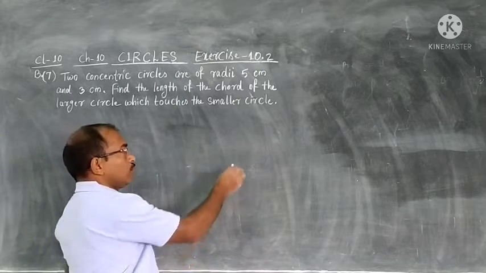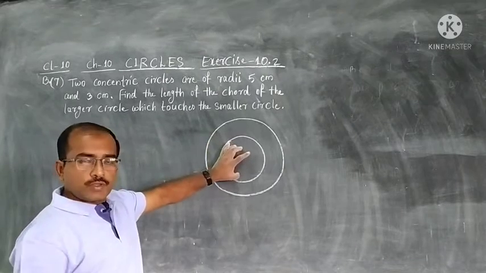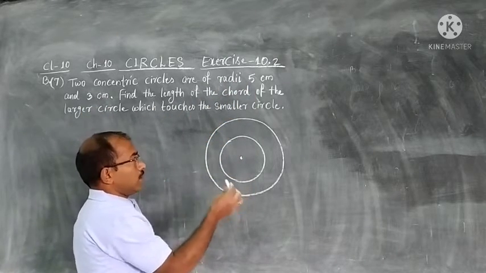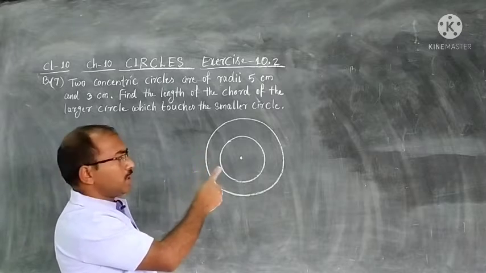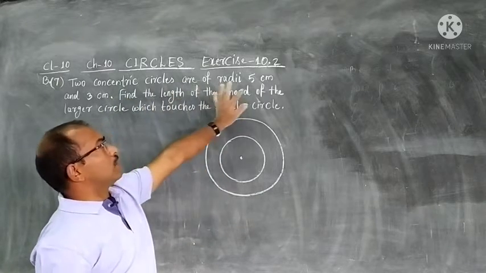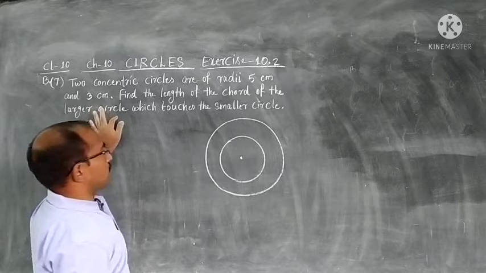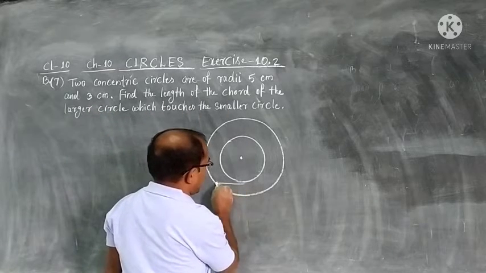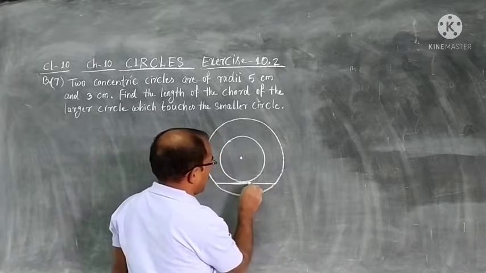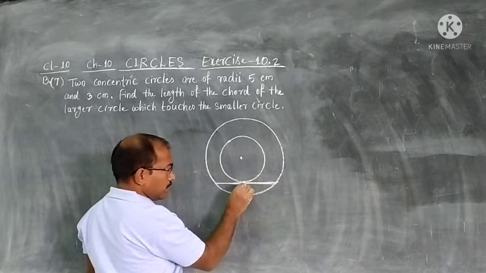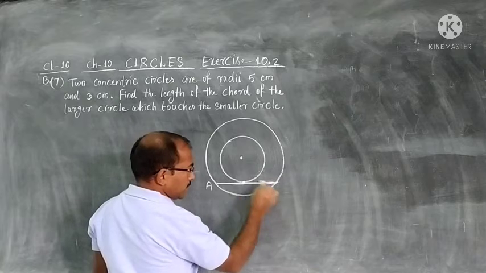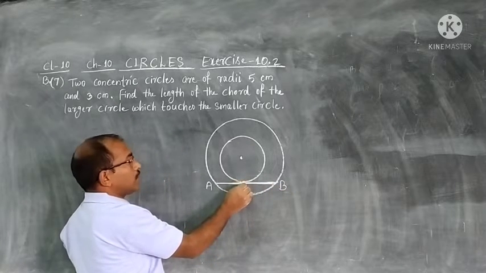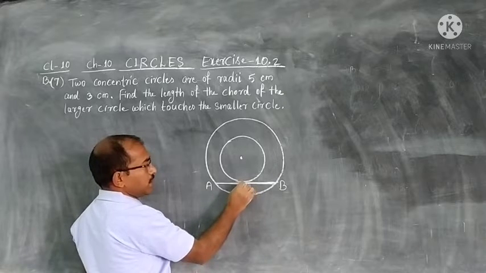Let us start. Two concentric circles are there, with 5 centimeter radius and 3 centimeter radius. The bigger circle has the bigger radius, the smaller circle has the smaller radius. Next, find the length of the chord of the larger circle which touches the smaller circle. Suppose AB is the chord of the bigger circle, touching the smaller circle here. We have to find its length. Suppose it is touching at C, this point of contact.